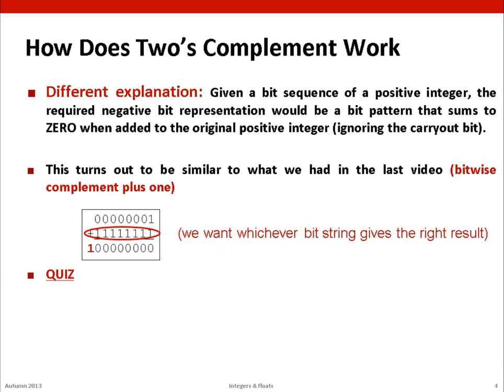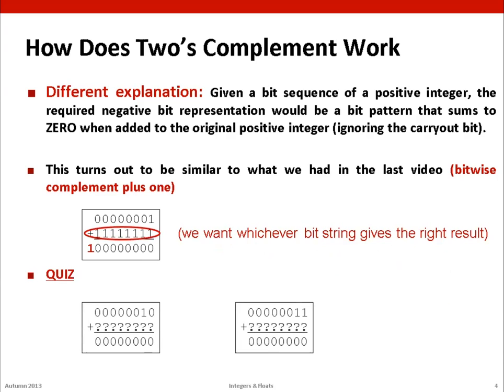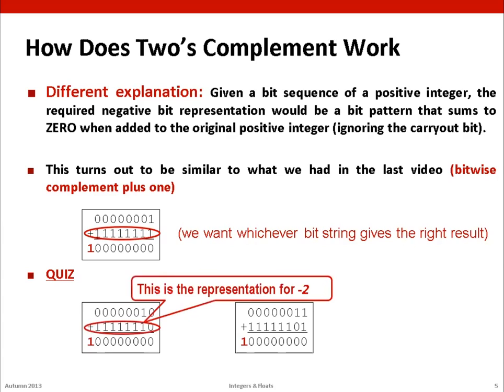Let's have a short quiz to verify it. So these are two additions. The one on the left is a 2, and we want to find the bit pattern that would give us a result 0 when the carry is ignored. And similarly, on the right, we have a bit pattern that is 3, and we want to find the pattern that represents -3. Yeah? So pause this video here for a moment and solve it by yourself. So these are the two's complement bit pattern representations for -2 and -3 on the right side.